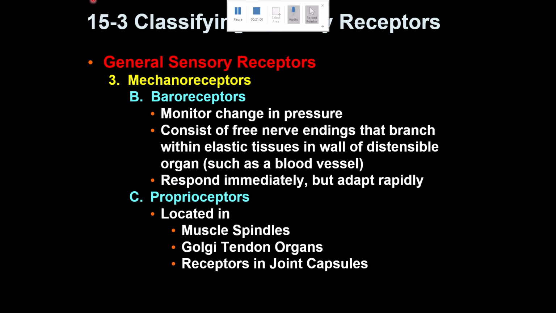Then the other one is the second type of the mechanoreceptors. These are called the baroreceptors. As I told you before, there are three different types of mechanoreceptor. One is tactile, the second is baro, and the third one is proprioceptor. Baroreceptors are mostly located in the visceral organs, so in the skin it is not that common.